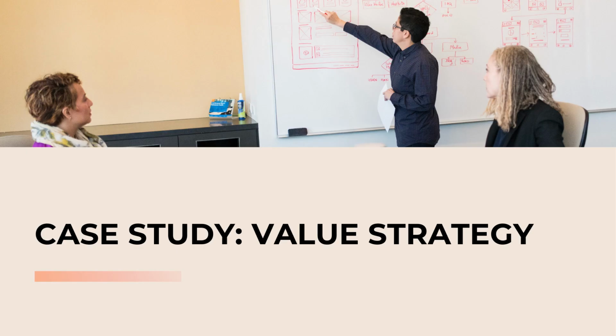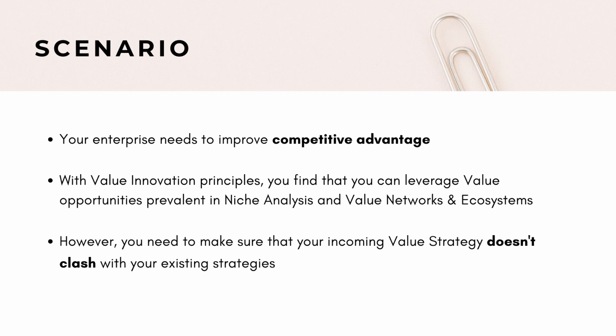In this particular example, I will be using value strategy as the new incoming strategy. So in our particular scenario, we've got an enterprise, your enterprise, and it needs to improve its competitive advantage. You've gone ahead and applied the value innovation principles, and you've discovered that you can leverage value opportunities that are prevalent within niche analysis and the value networks and ecosystem segments of the value mapping framework. However, you need to make doubly sure that your incoming strategy does not clash with your existing strategies. So how do you go about doing that?